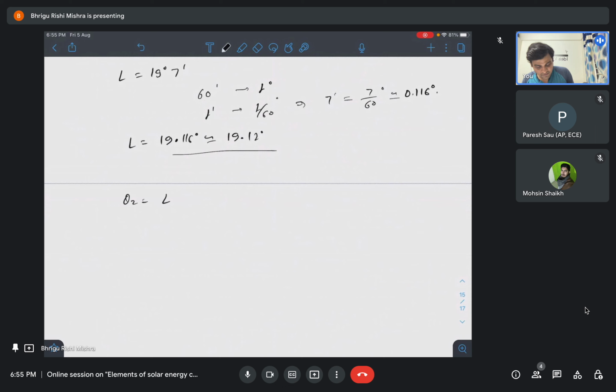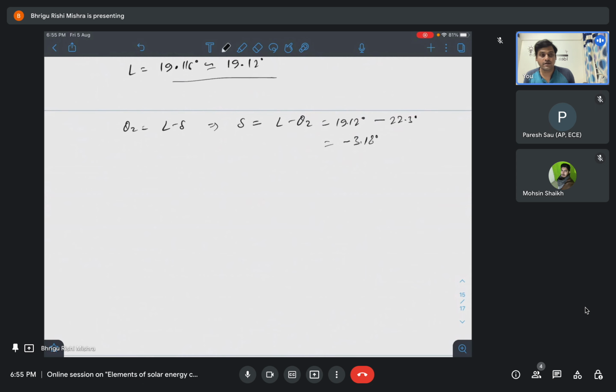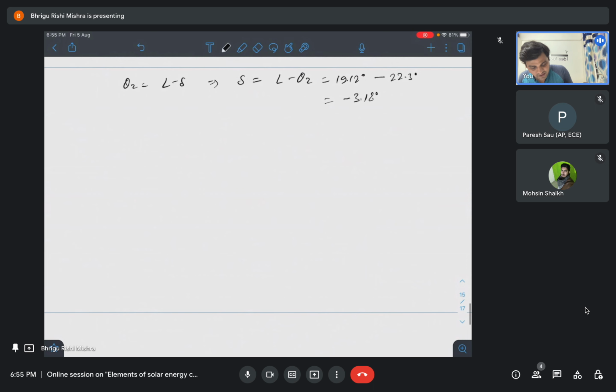So theta z equals L minus delta, and we need to calculate delta, which is the declination angle. It is nothing but L minus theta z, and the L you have calculated is 19.12 degree, and theta z is 22.3 degree. So the difference is around minus 3.18 degree.